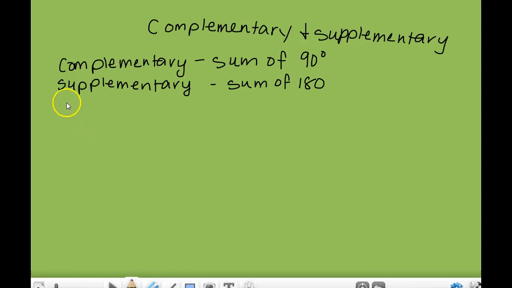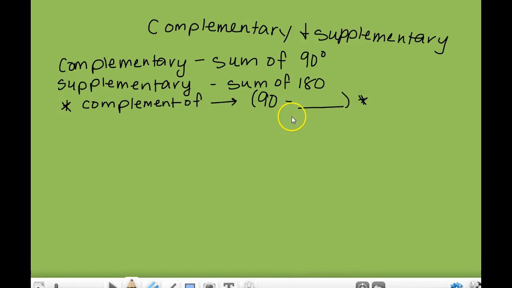Very important, and I need y'all to highlight it, do what you have to do. But if you have the complement, and make sure y'all write this down, the complement of: if I ask you for the complement of, you just use 90 minus whatever angle I'm asking you to find the complement of. So if I ask you to find the complement of a 30-degree angle, you would just say 90 minus 30. You would just plug it in there.